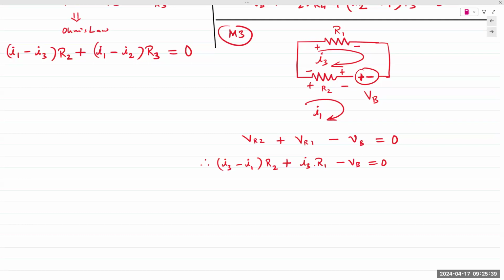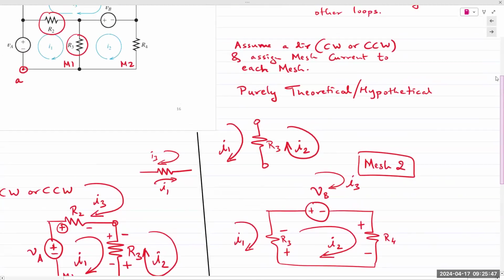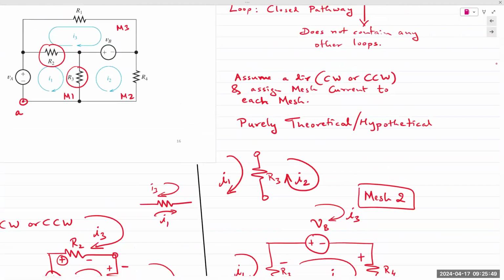Yeah, but this is again part of a larger circuit. You can simplify, yes, but they have to be in series or in parallel. In this case, none of the resistors are in series or in parallel. If they are, yes, you can.